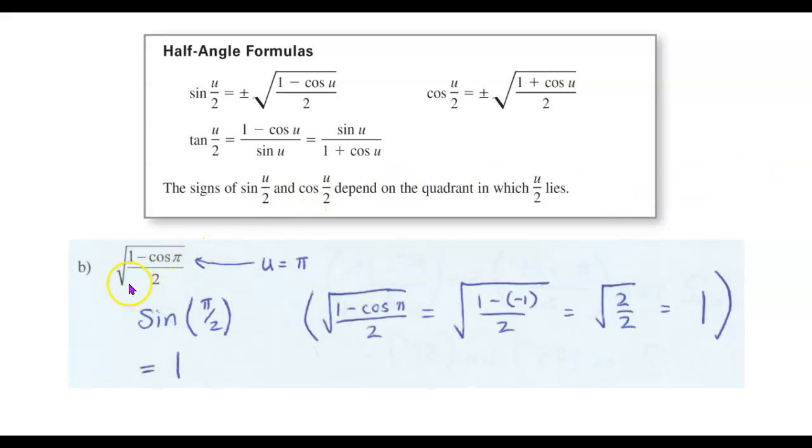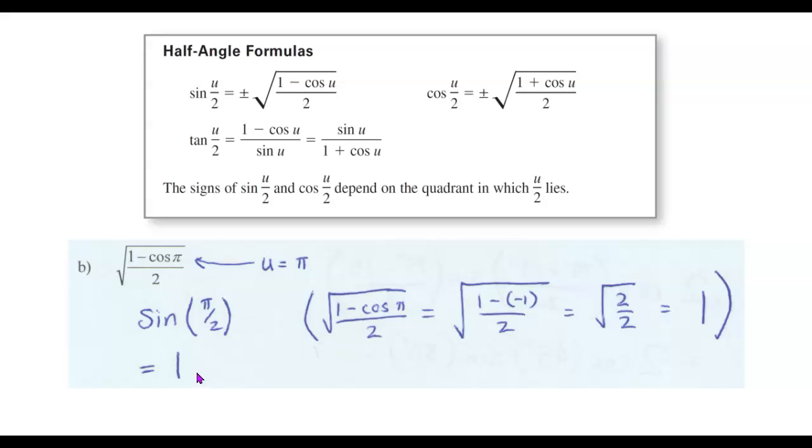Let's simplify the square root of 1 minus cosine pi over 2. Now that fits this first pattern with the minus. That's the square root of 1 minus cosine u over 2, where in place of u, we just have a pi. So that would be equal to the sine of pi over 2. And I know what the sine of pi over 2 is.